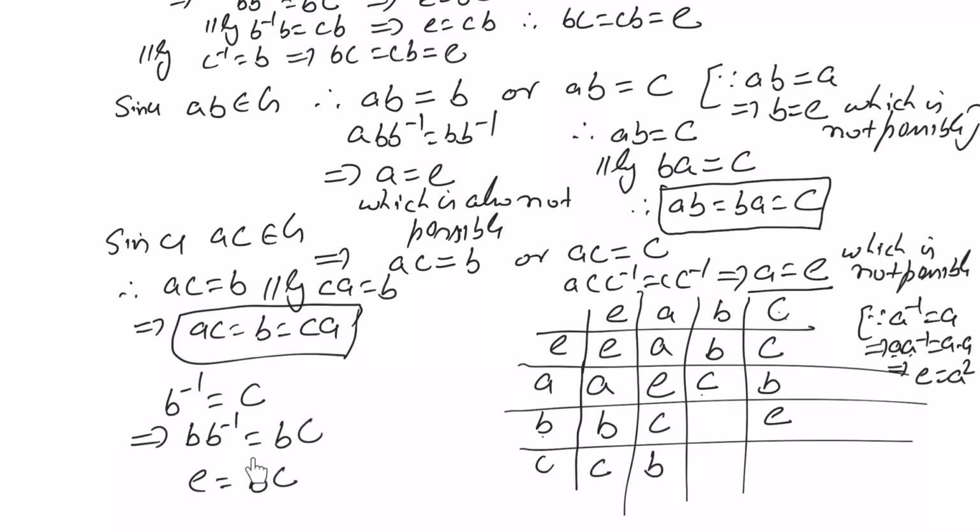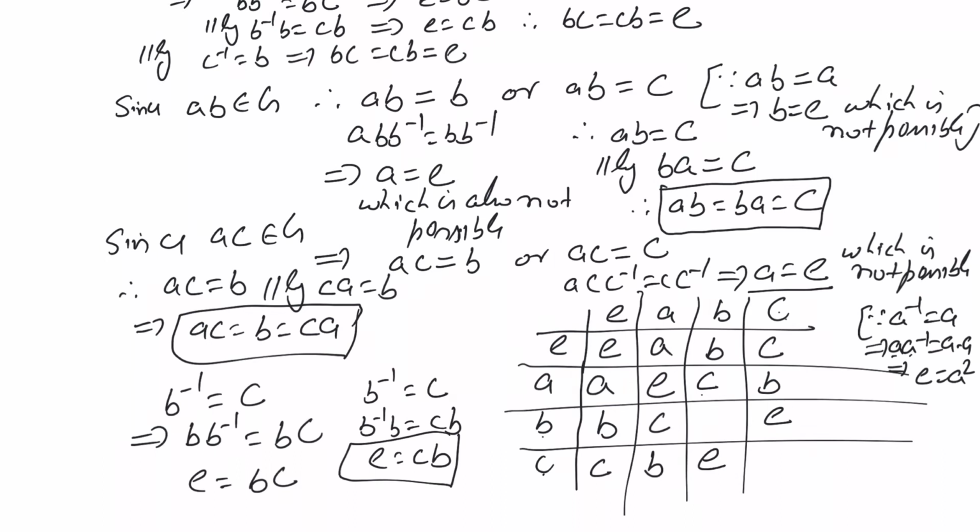From here we can also write that B inverse is equal to C. So post-multiplying with B, we get CB is equal to E. So CB is E. So I'm going to write here E.